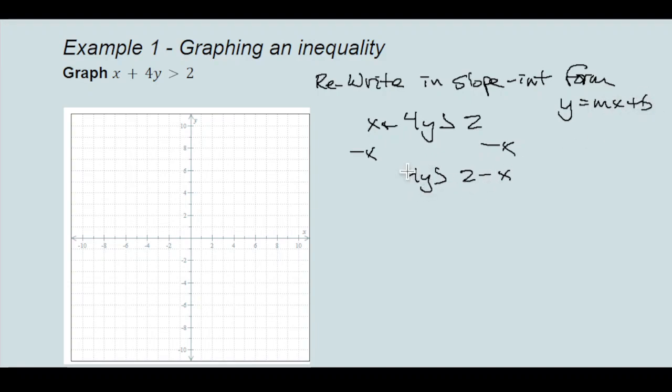And so I have a 4 here that we got to get rid of. So let's divide by positive 4, and we're going to divide everything by positive 4. Okay, so that's going to give me y is greater than 1/2, because 2 divided by 4 is 1/2, minus x over 4.